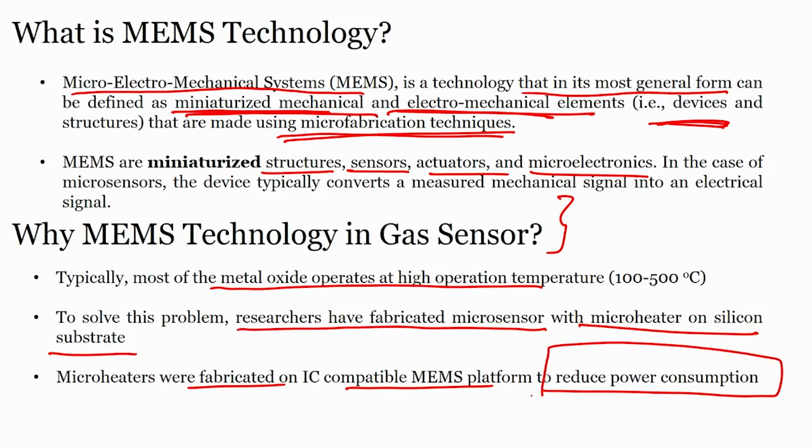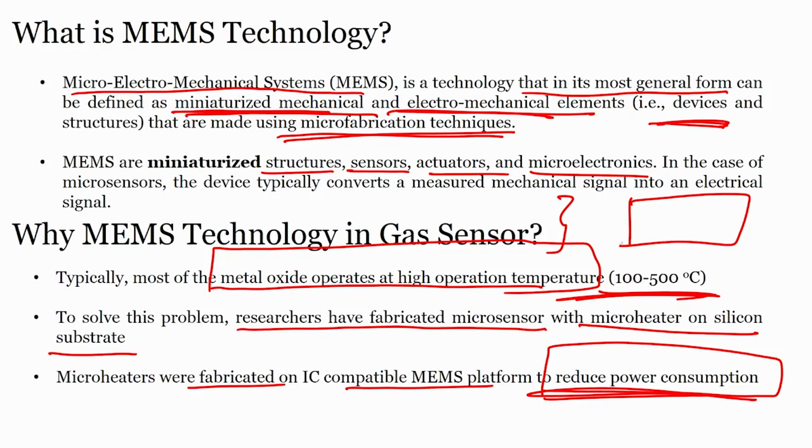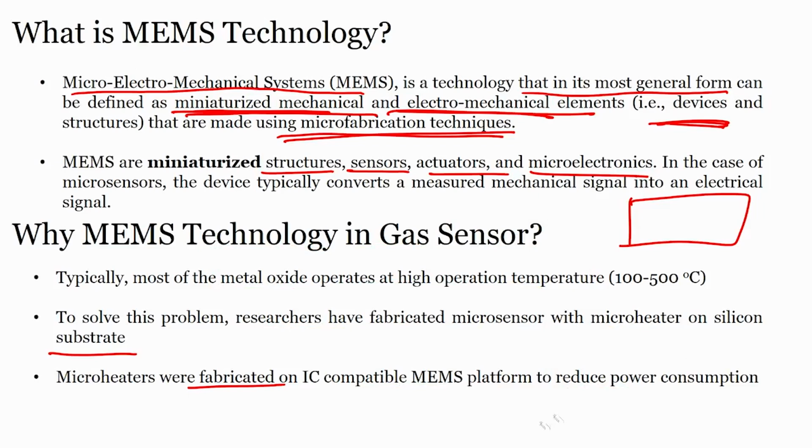Generally, the metal oxides that we have seen in the last slide all operate at very high temperature, but that very high temperature requires high power, and I want to reduce the power. How can I reduce the power? By using a substrate which is thin. If I have this substrate and another substrate which is thin, then the power required to heat this substrate compared to the other substrate will be less. So, the power required for substrate 1 will be less than the power required for substrate 2.